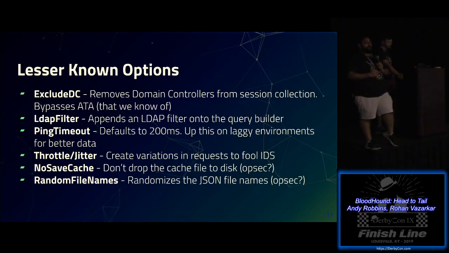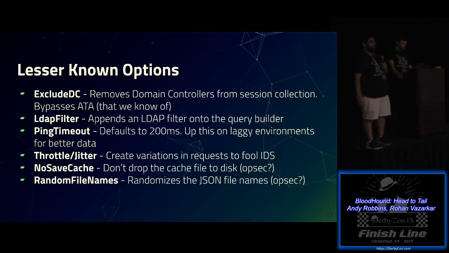We actually have some really cool lesser-known options that you only find if you dig into the source or go through the help file, which no one does. And we've added these over time for different purposes. One of them is the Exclude DC flag. We added this entirely as a bypass for ATA.